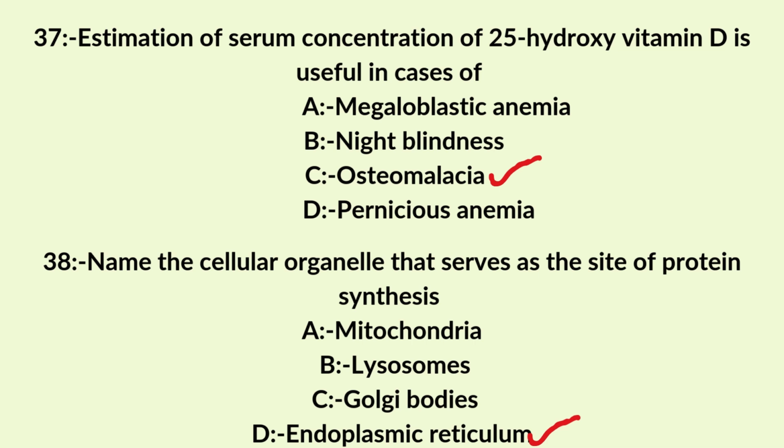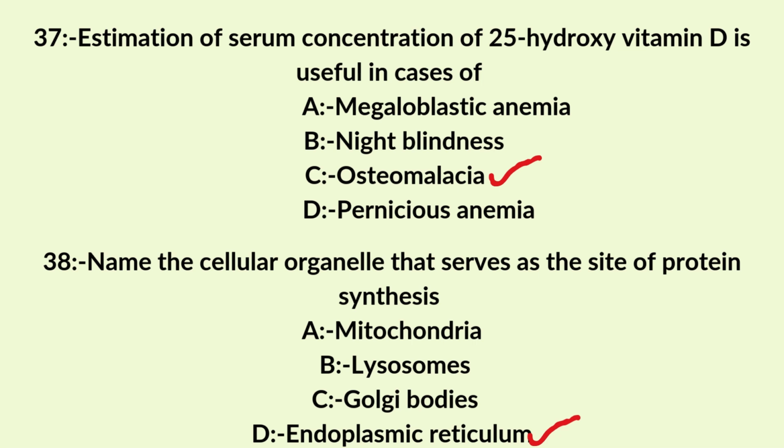Next one, estimation of serum concentration of 25-hydroxy vitamin D is useful in cases of, options: megaloblastic anemia, night blindness, osteomalacia, pernicious anemia. Answer is option C, osteomalacia. Osteomalacia, or adult rickets, is a condition that causes softening of bones. So, for this condition, we will do the estimation of serum concentration of 25-hydroxy vitamin D.